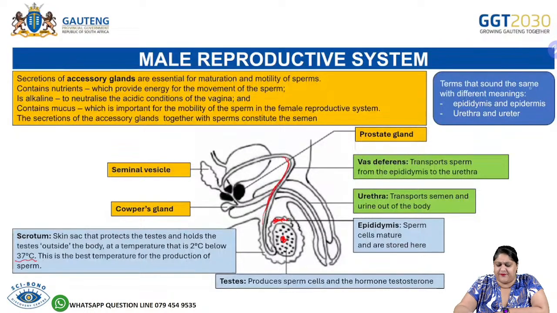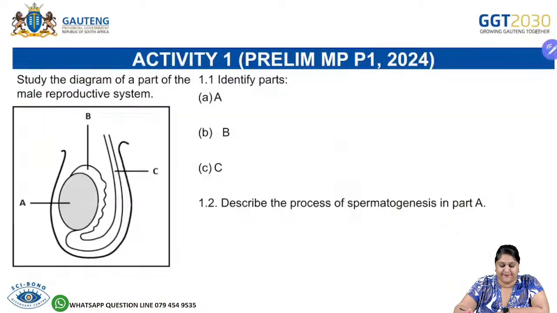Now, just a note, you must be careful of certain words, okay? Like epididymis also sounds like epidermis, and epidermis is a word that you've learned in grade 10. So just be careful that there are 2 different things, right? Epidermis is a layer of tissue, and the epididymis is the structure that we were talking about. And learners also confuse the urethra and the ureter. Remember I told you the ureter is the one that connects the bladder and the kidney.